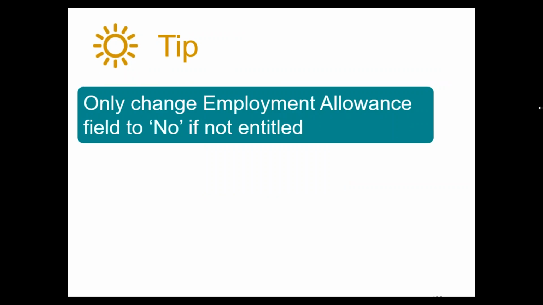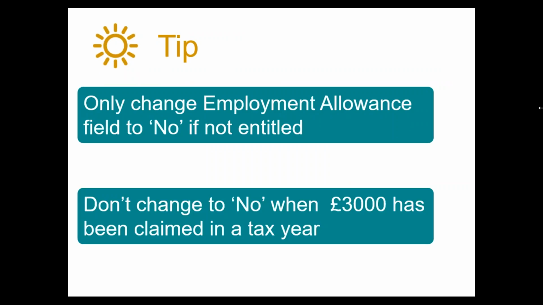Now, you should only change the indicator from Yes to No if you are no longer entitled to claim the employment allowance. Don't change the employment allowance indicator to No when you've reclaimed the maximum £3,000 for the tax year. If you do, your software will report to HMRC that you aren't claiming the allowance, and the records at HMRC will then show you have underpaid by the amount you've reclaimed during the year.